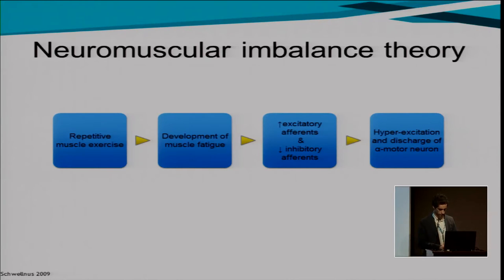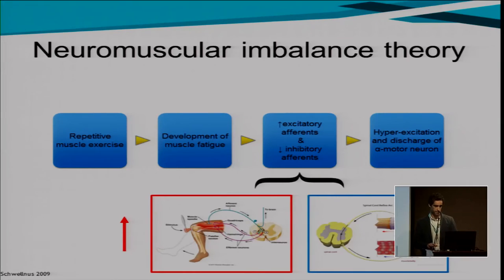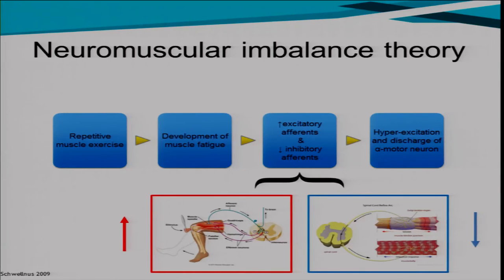What happens is this, is that in red, we see the common myotatic reflex or the stretch reflex. You tap the tendon and it stretches. This is an excitatory efferent to the lower motor neuron. And this reflex is increased. What this theory says is that with fatigue, this reflex is increased. And so the motor neuron is being excited.